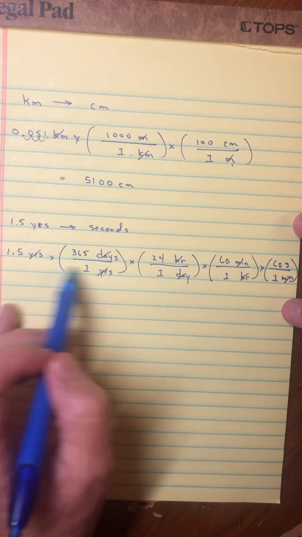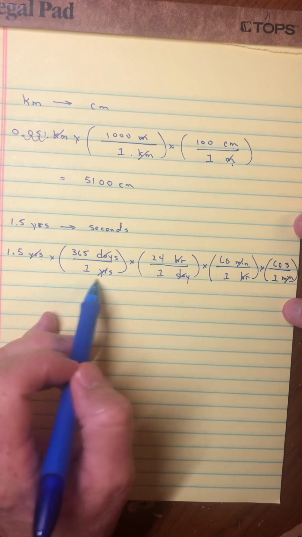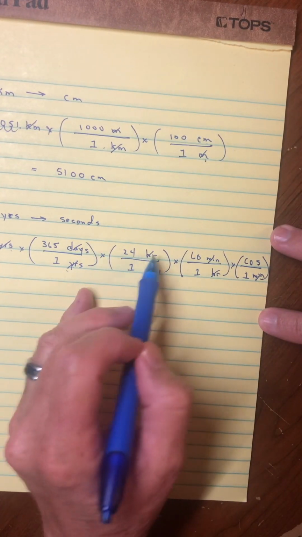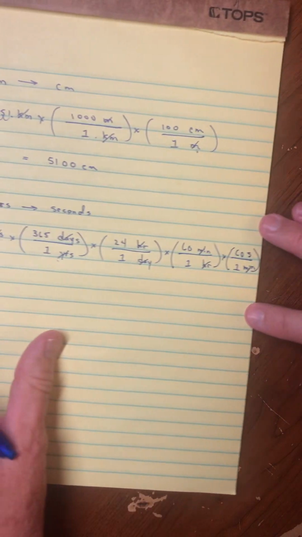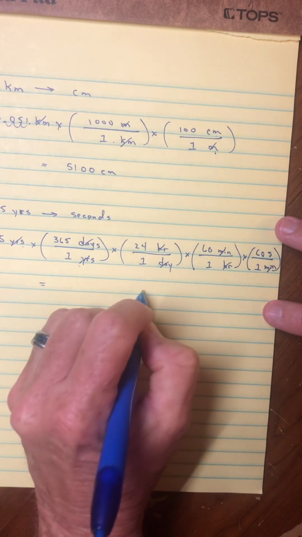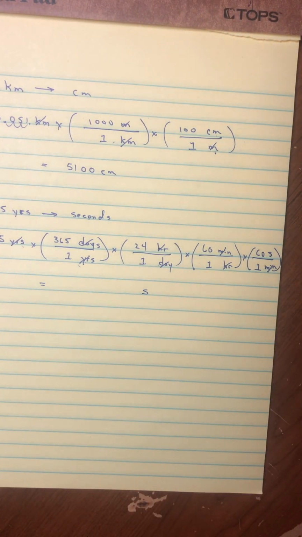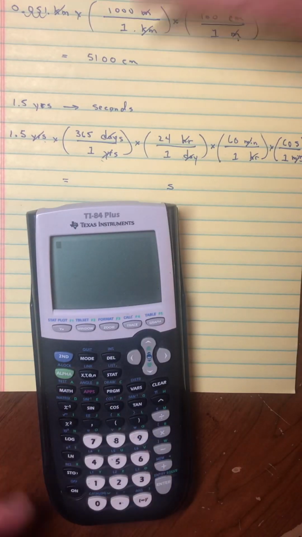So this first clever number 1 changes the years to a day, the next one changes the day to an hour, the next one changes an hour into a minute, and the next one changes a minute into seconds. And so ultimately, I get how many seconds. And for this, I'll get the calculator out.